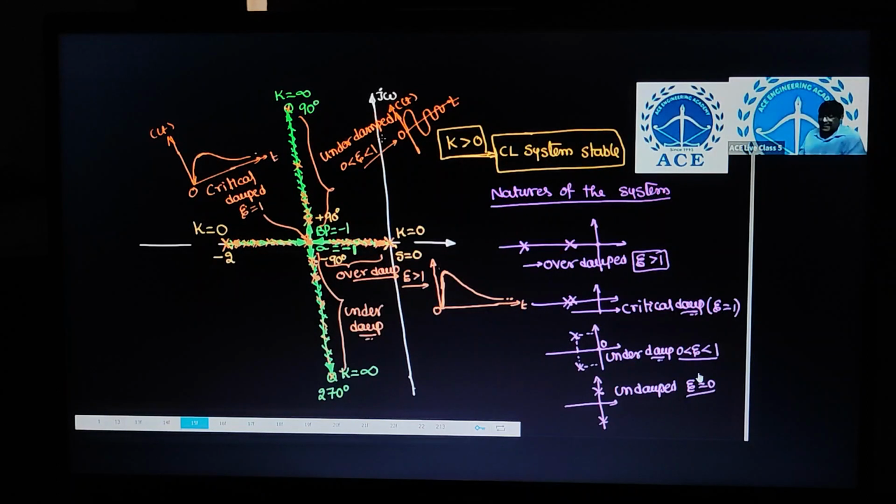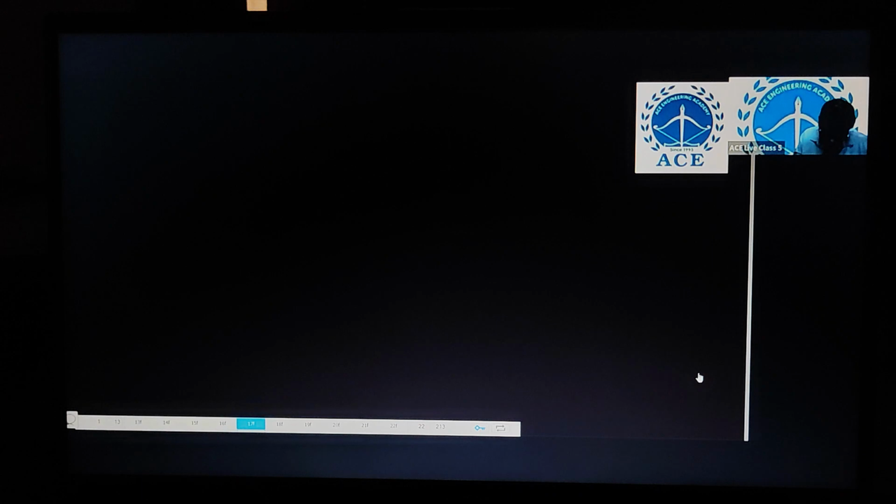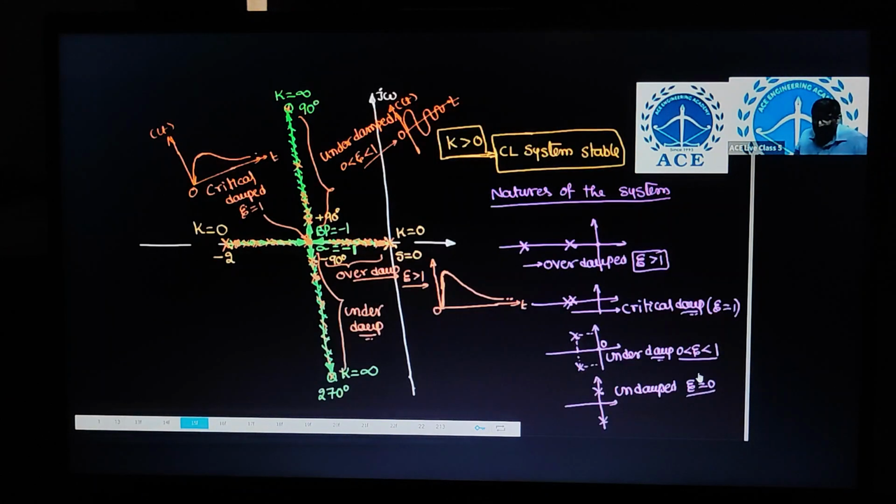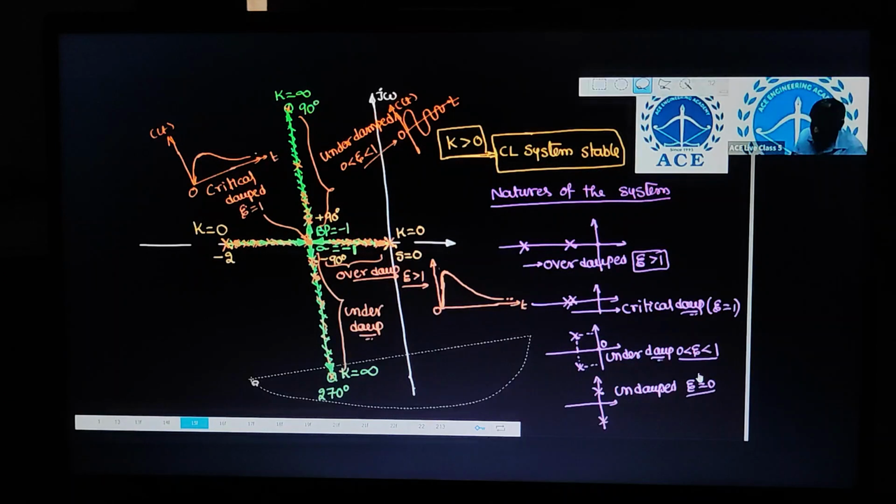That means this particular system has overdamped, critically damped and underdamped natures, but not undamped. Yes or no? This particular system has three natures: overdamped, critically damped, underdamped, but it is not having undamped nature.